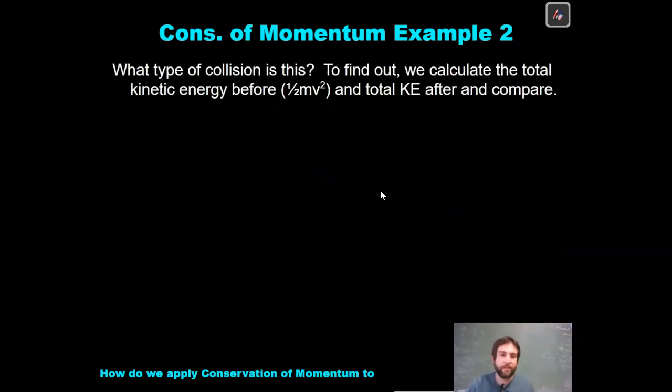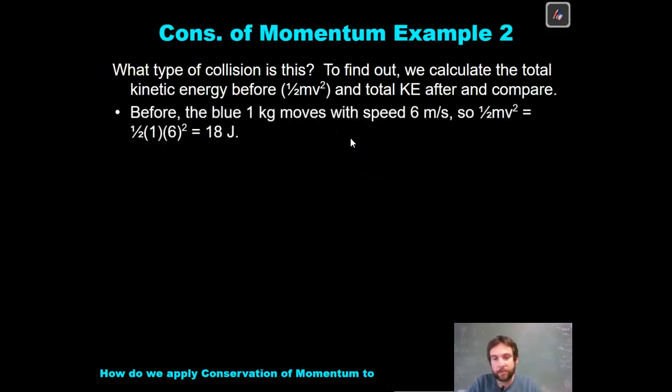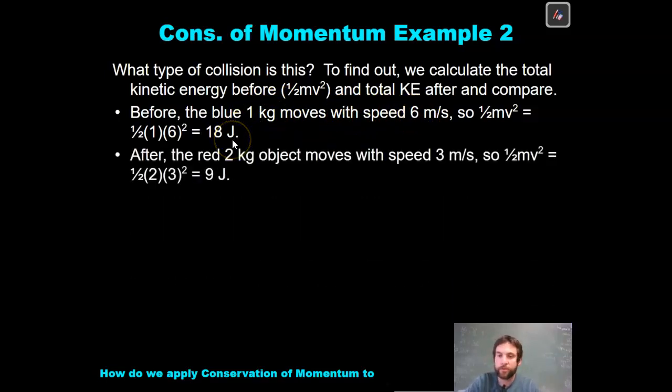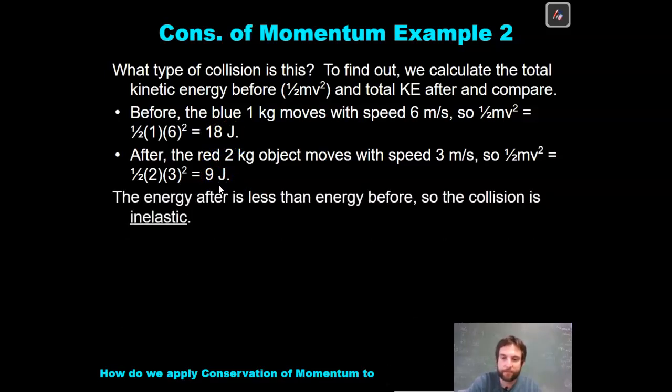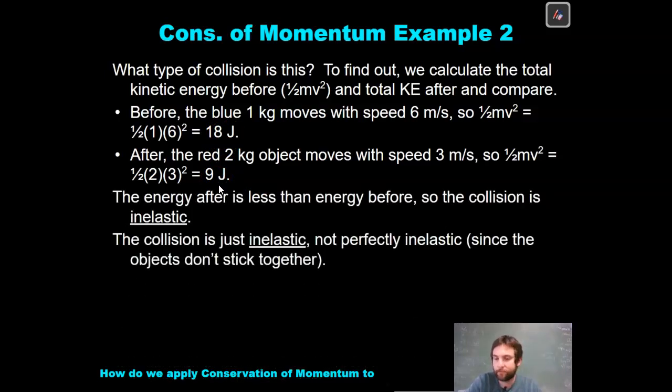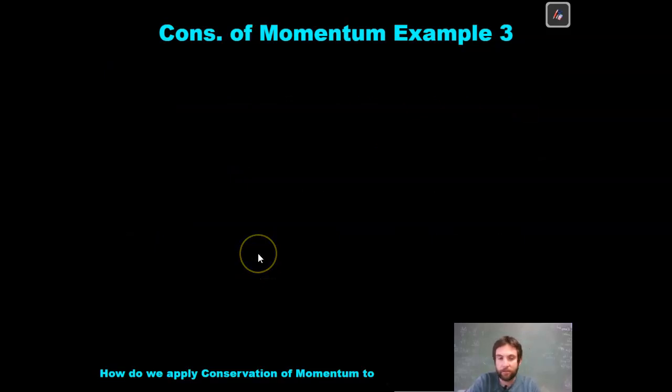What type of collision is this? To find out, we calculate kinetic energy. Is it conserved? Before, the blue car moves with a speed of 6, so the kinetic energy equals 18 joules. After, the red car is moving with a speed of 3 meters per second, which is 9 joules. We've lost a bunch of energy, so we know it's inelastic. The collision is just inelastic, not perfectly inelastic, because the two objects don't stick together.